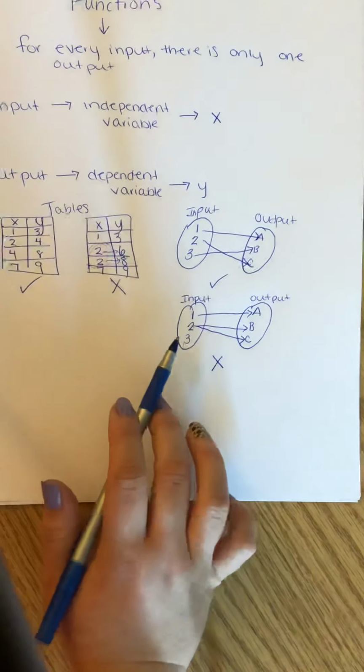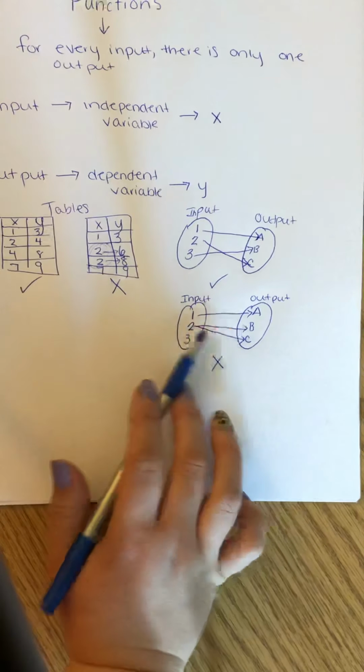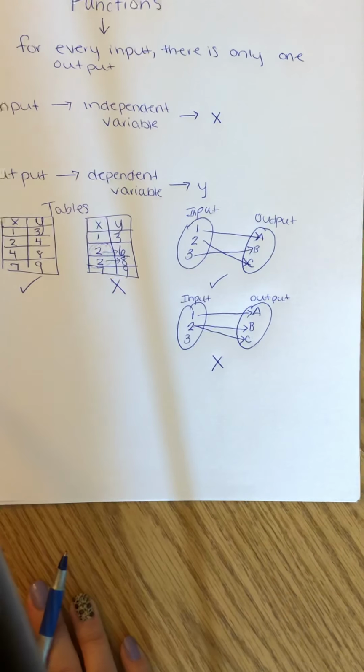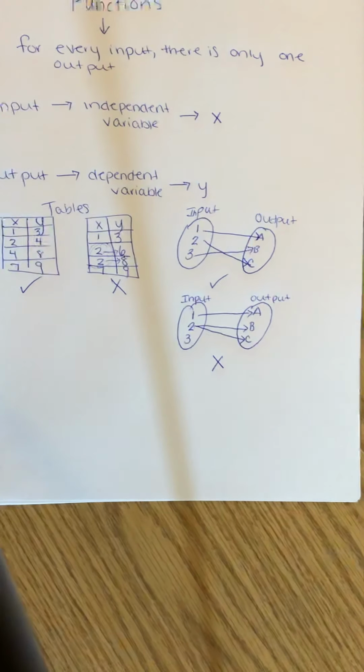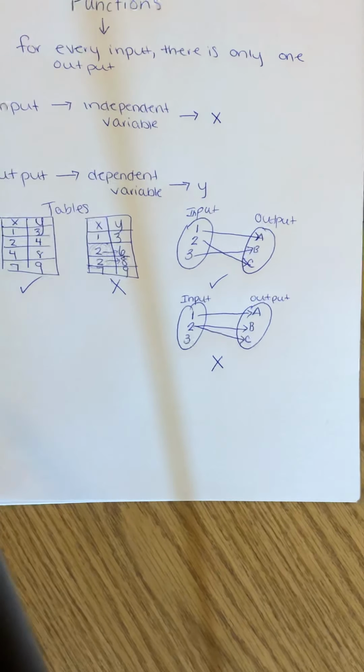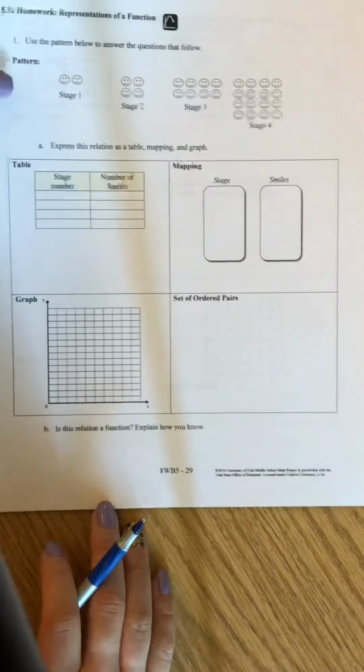But here, if I put in a 2, there's 2 different options that could happen. So I don't know exactly what's going to happen. Okay? So let's look at 5.1c. Let's look at this first problem here.